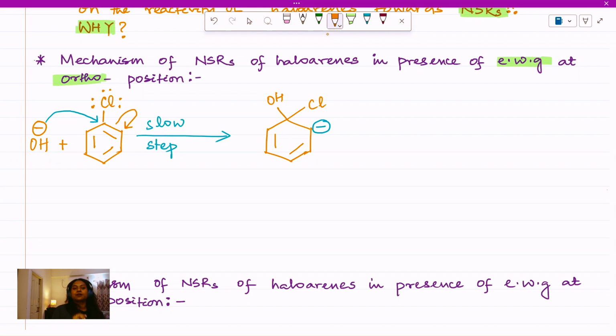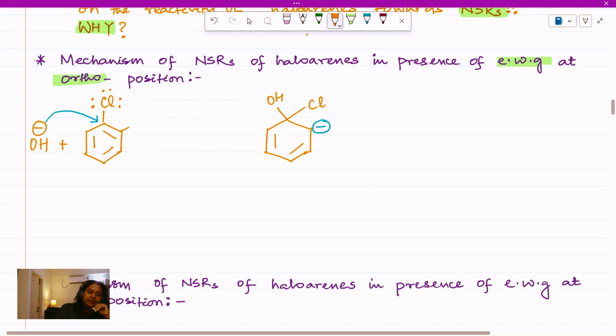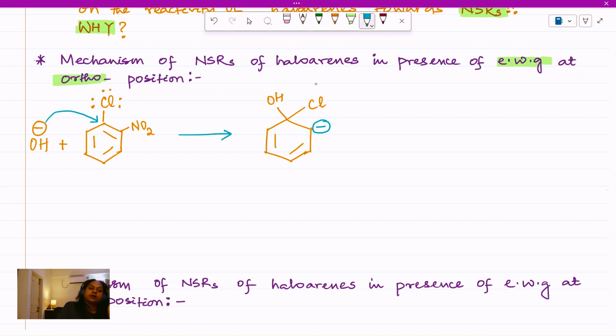Oh, okay, I forgot a very important thing apparently. Here, we need to have a nitro at the ortho position. That was the whole point of making the resonating structures, right? So yes, that does not change any of our plans. We are still in the same thing. So this step is a slow step. We'll write it as a slow step.